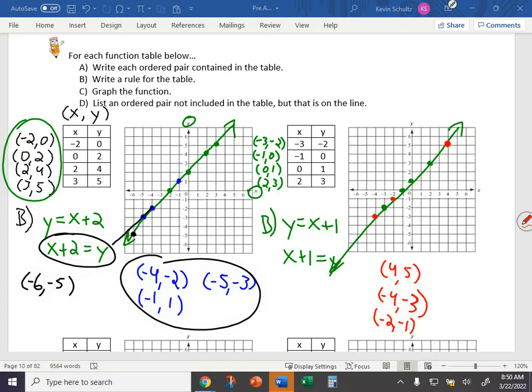Okay, Abby? 2, 1. Or 1, 2. Ah, there you go. If we plot 2, 1, we can see it's not part of the line pretty clearly. And also, if you write that as an ordered pair 2, 1, 2 plus 1 would give us 3.